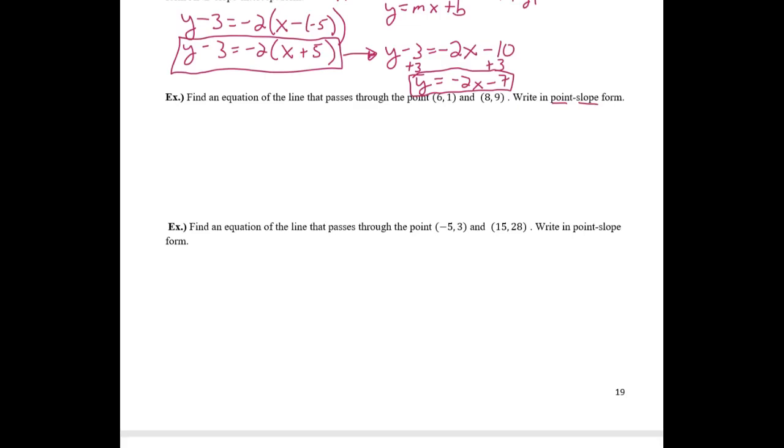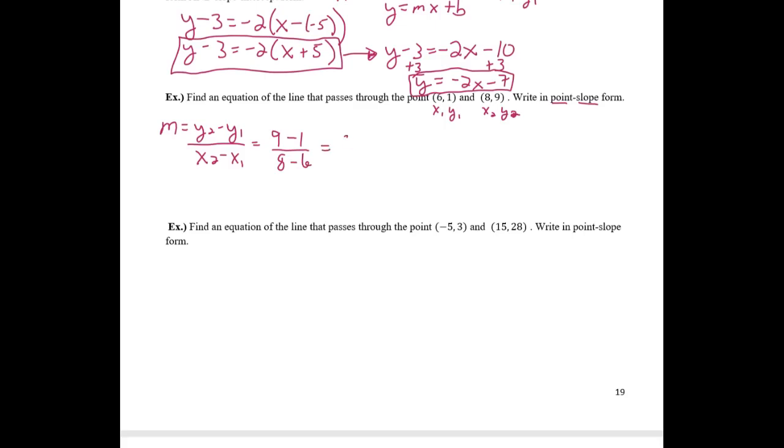So I'm going to use my slope equation: m equals y2 minus y1 divided by x2 minus x1. And I fill it in. I'm going to go ahead and label these as x1, y1, x2, y2. Again, I could flip-flop those. It doesn't matter which point is the first point and which one is the second point. Filling in my equation, y2 is 9 minus y1 is 1, divided by x2 is 8 minus x1 is 6.